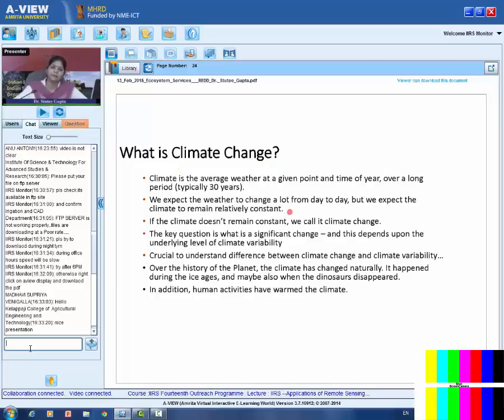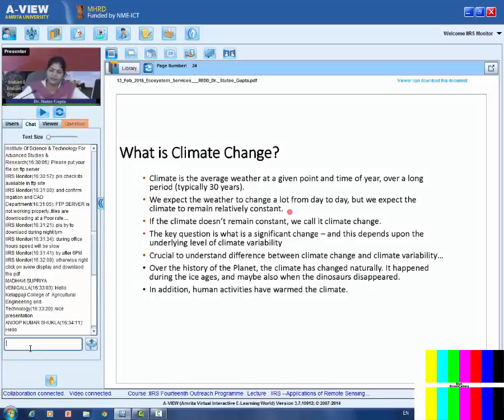And one thing, we should not confuse weather change with climate change. Weather may change from day to day, but climate remains constant for a longer duration. So if the climate doesn't remain constant, we call it climate change. And the key question is, what is a significant change? It depends upon the underlying level of climate variability, or what the extreme events taking place are, and how it was earlier, say for example one generation back, or something which we get to know from our elders and so on.